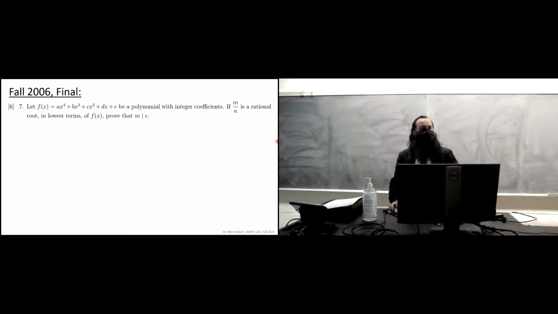This is a question from the 2006 final. All right. There's this polynomial. It has integer coefficients. M over n is a rational root in lowest terms. What does it mean to be a root?